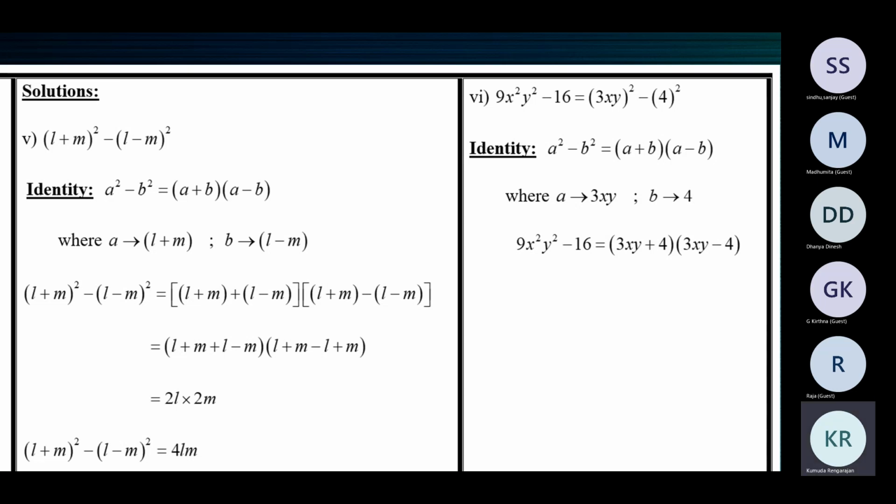How many terms are there? 2 terms. So if it has 2 terms, then it cannot be a square plus 2ab or minus 2ab plus b square. It has to be a square minus b square. And it is in the form a square minus b square. You can see that 3xy the whole square minus 4 the whole square. So a plus b into a minus b is the answer. It's simple, children. You can ask me if you have any doubts for the sixth one.